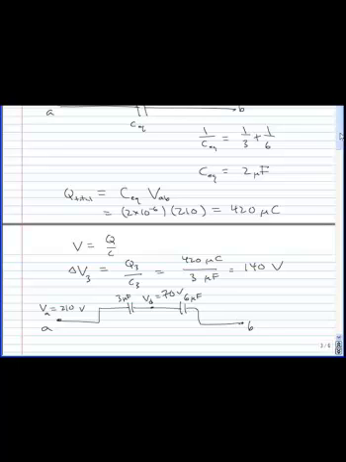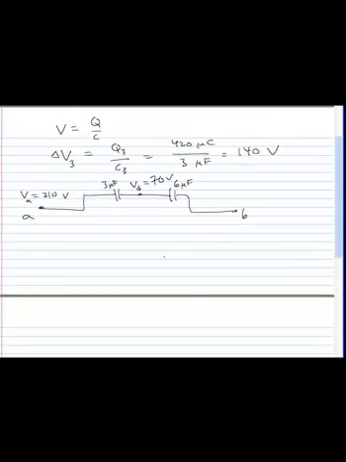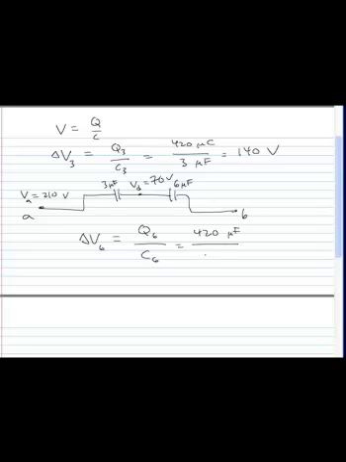Why don't we check just to make sure? Delta V across that 6 microfarad capacitor better equal 70 volts. Let's see what we get. It's going to be the Q, the charge on that capacitor, divided by its capacitance. The charge is 420 microcoulombs, the same as the 3 microfarad capacitor because they're in series. I got 70 volts. It checks out.